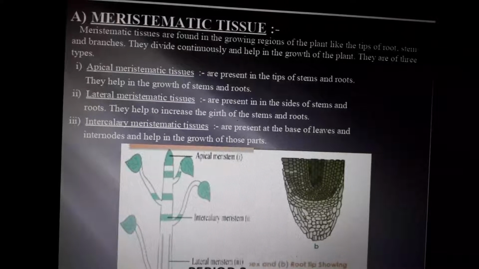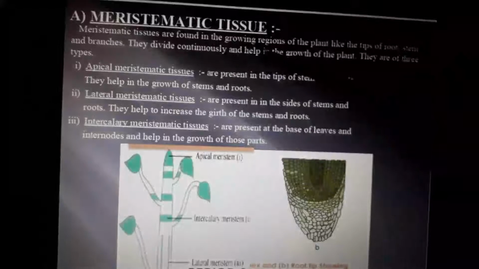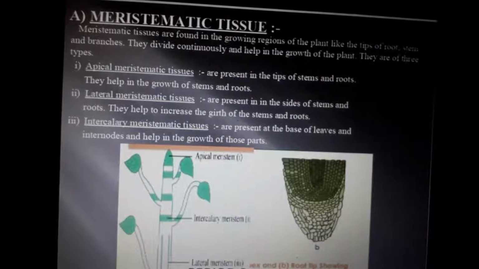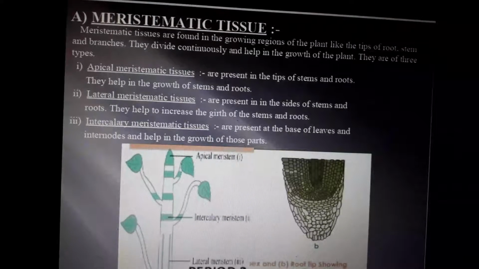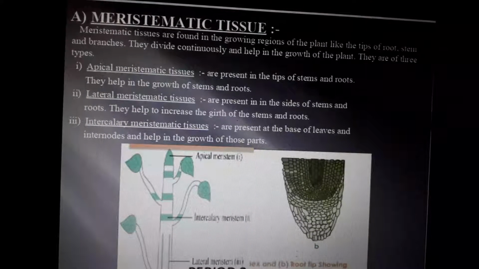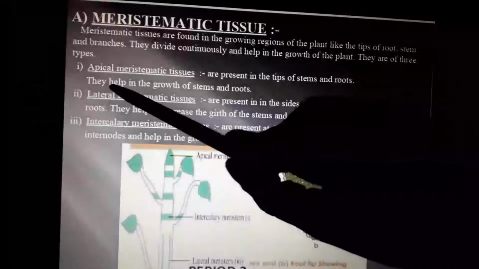They are of three types. So this is the definition for meristematic tissue. Found in the growing regions. Meristematic tissues means actually they are growing tissues. The plant's growth depends upon this meristematic tissue. They are found in the growing parts of the plant. So the first one is apical meristem. Apical meristem is present in the tips of the stems and roots. They help in the growth of stems and roots.